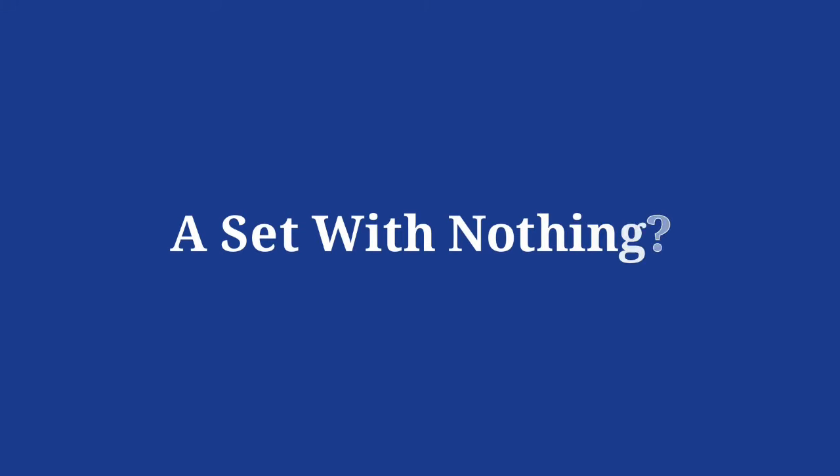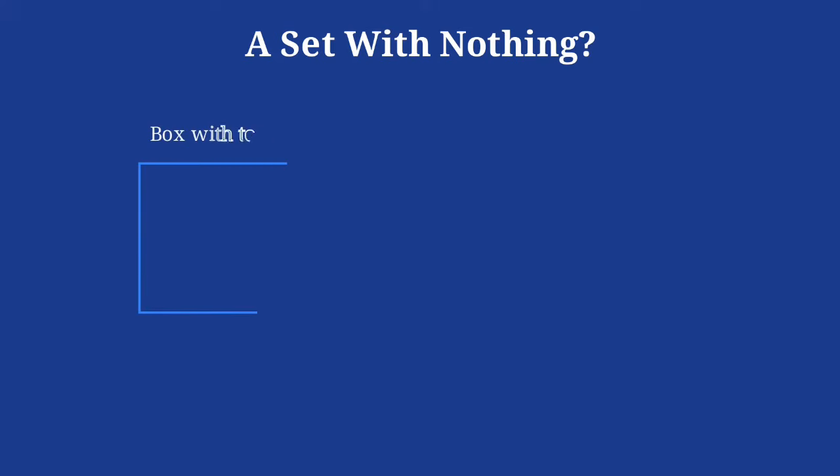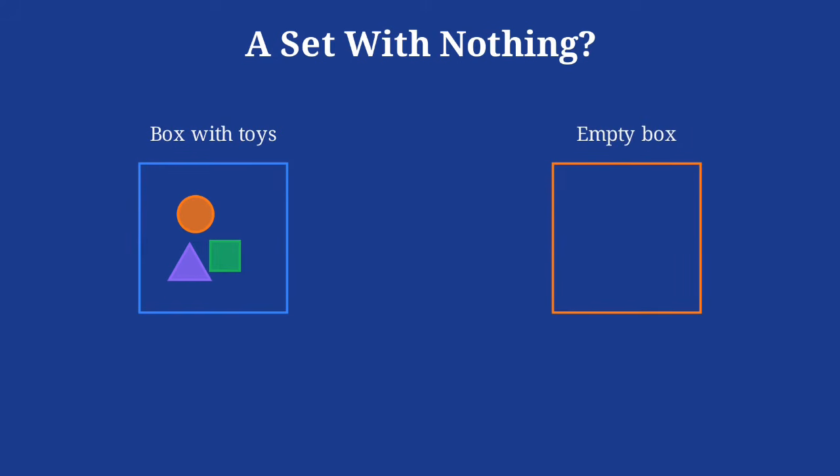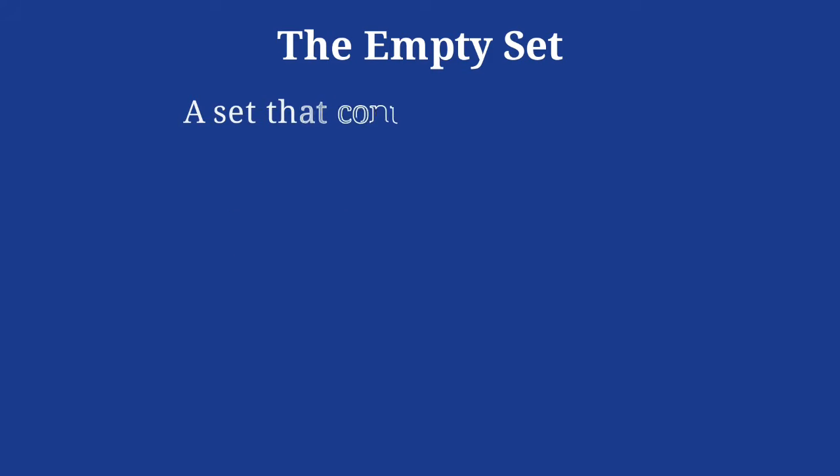Now, here's an interesting question. Can we have a set with nothing in it? Think about it like this. We have a box with toys in it. It's clearly a box containing objects. But what about an empty box? It has nothing inside, but it's still a box, right? The empty set is exactly that, a set that contains no elements.